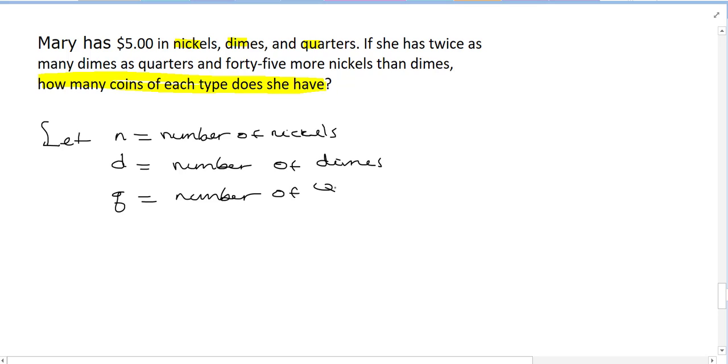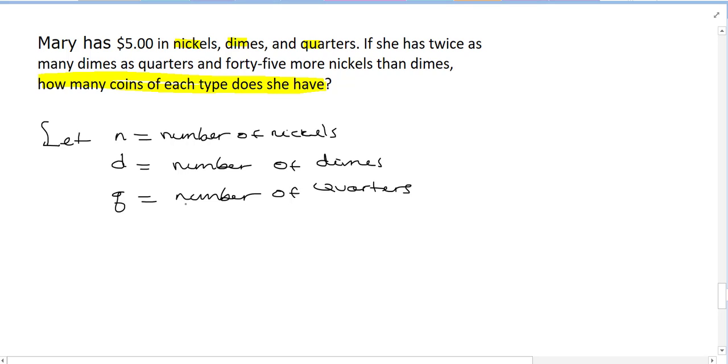You can also capitalize them if you want. Capital N, capital D, and capital Q. You can use X, Y, Z as long as you tell me what each variable represents. All right, so we have N is the number of nickels, D is the number of dimes, and Q is the number of quarters. And that's because the question is how many coins of each type does she have? So we're looking for the number of coins of each.